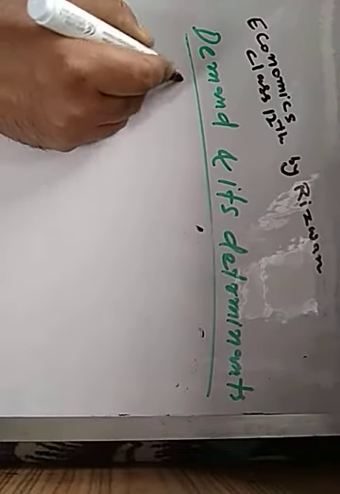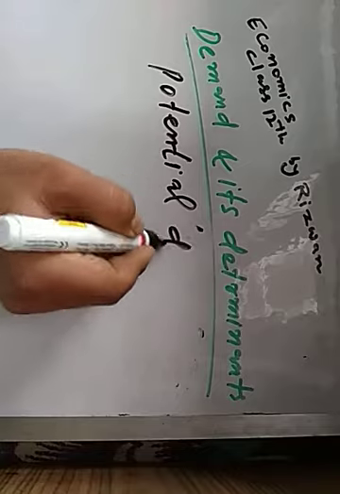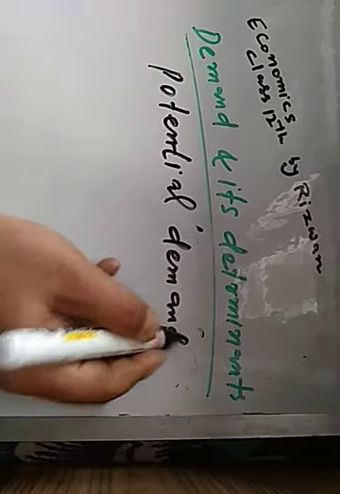And another term that is used in demand, that is potential demand. What is potential demand? When a consumer has a sufficient income, when a consumer is backed by ability to pay, but he is not willing to pay, he is not willing to purchase a good, that is known as potential demand.